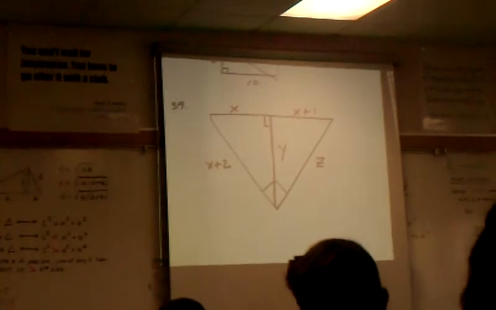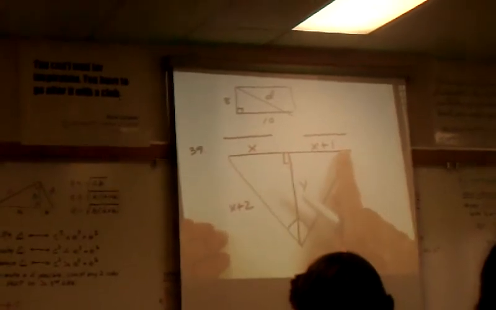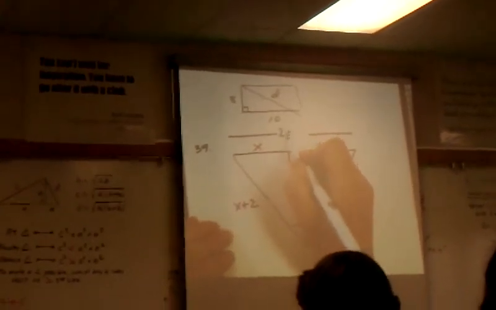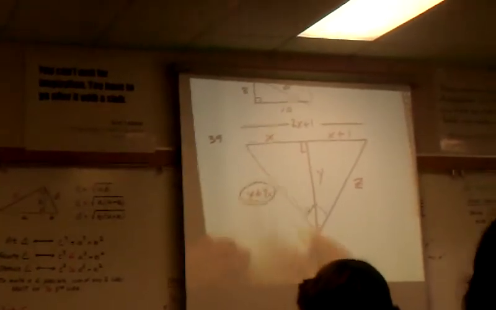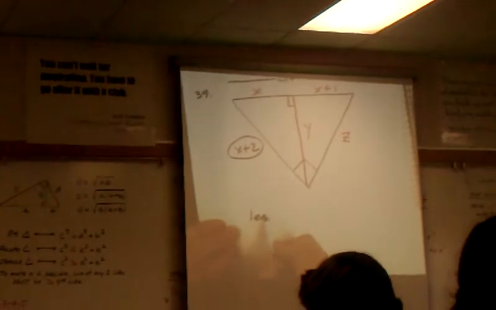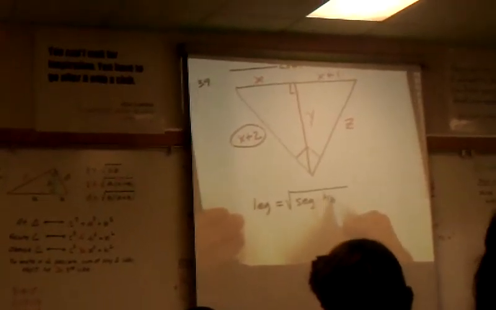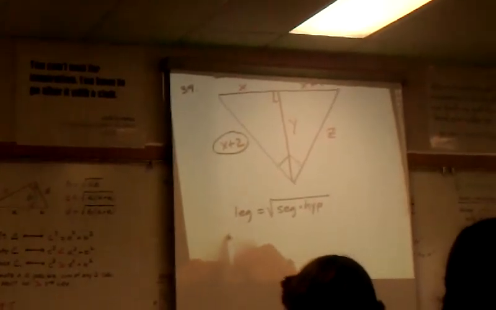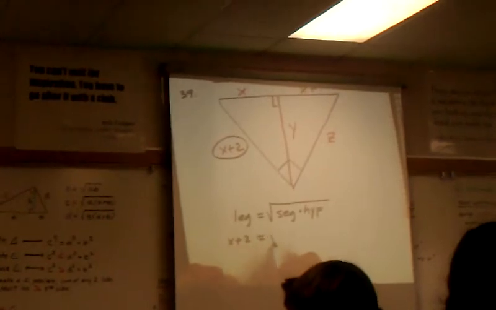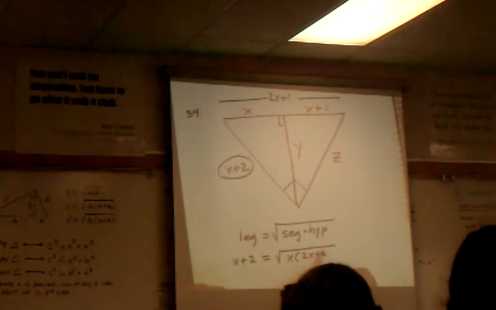So remember, I always like to get the length of the whole hypotenuse. If this piece is x and this is x plus 1, what's the whole thing? 2x plus 1. So I can say that this leg, because remember, the leg is the geometric mean between the segment of the hypotenuse that's touching it and the whole hypotenuse. So it's the square root of the product of those two. So x plus 2 is equal to the square root of x times 2x plus 1.